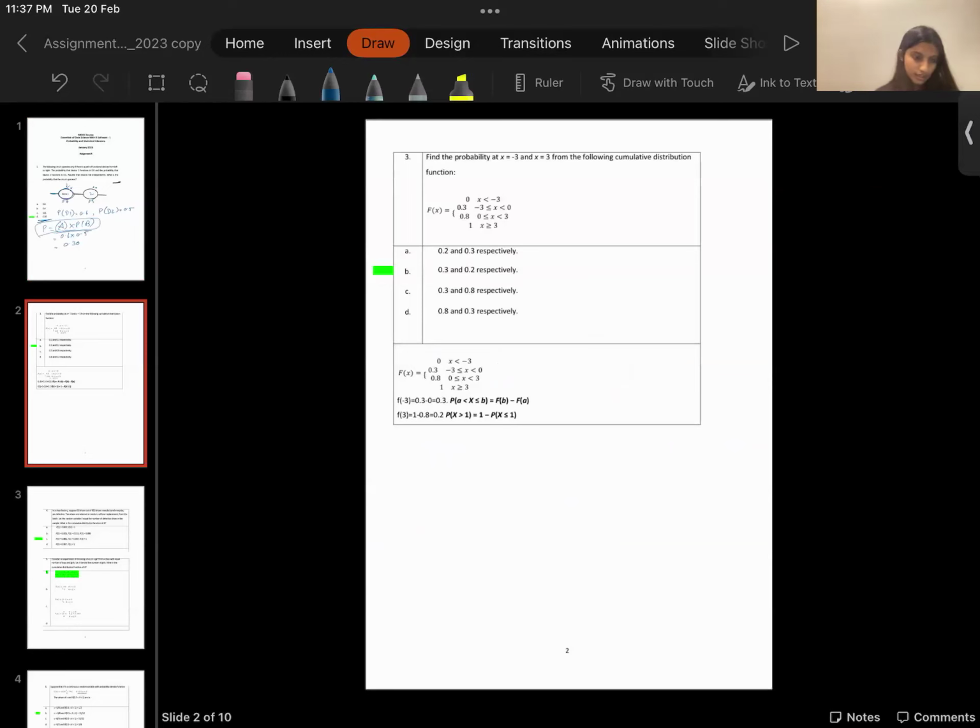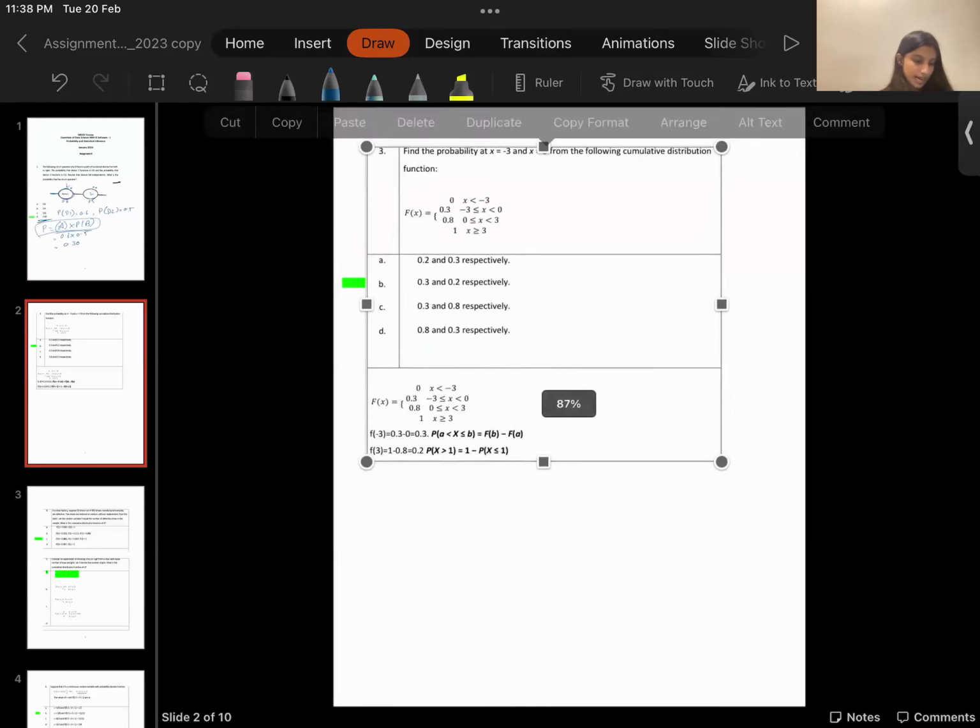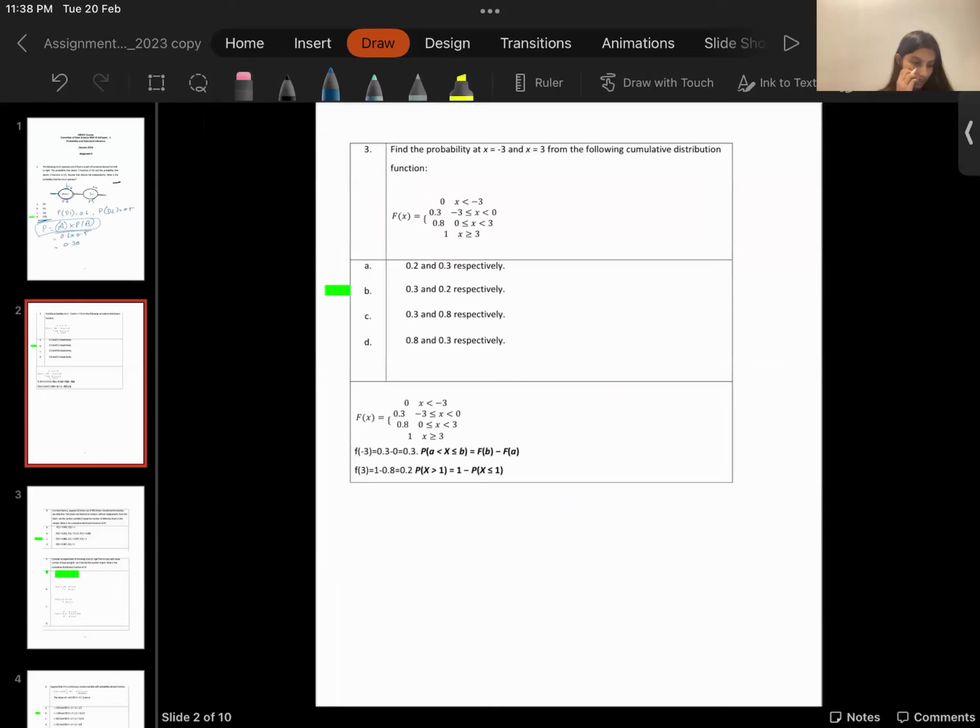So yeah, and the next one is find the probability at x is equal to -3 and x is equal to 3 from the CDF given here. Okay. So for x is equal to -3, so when x is lesser than or equal to -3, your value is 0.3. So the probability at x is equal to -3 is equal to 0.3.